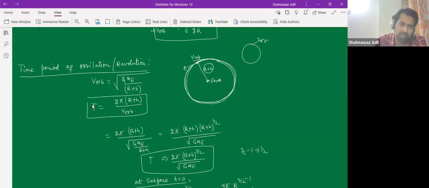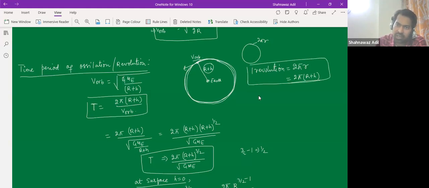So the time period is the time when this satellite completes one revolution. In one revolution, how much distance does it cover? It covers 2 pi R distance, where R is r plus h. This distance it covers, and the velocity or speed is v orbital. So then we calculate the time, right? Distance by speed.